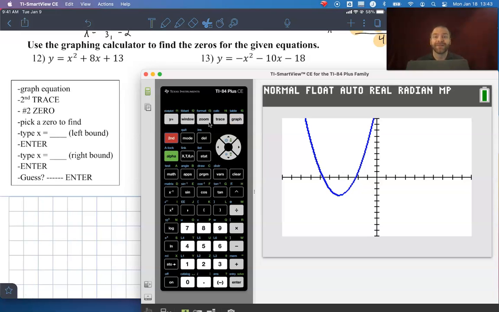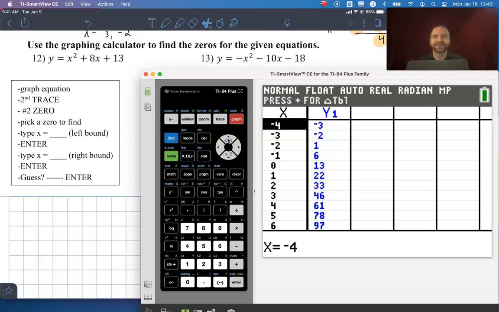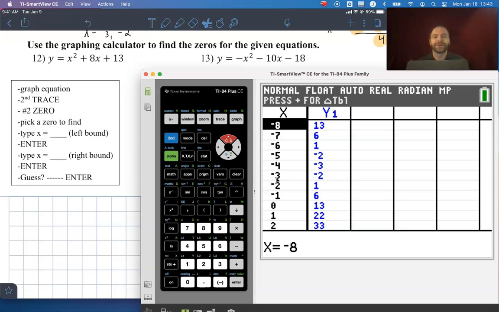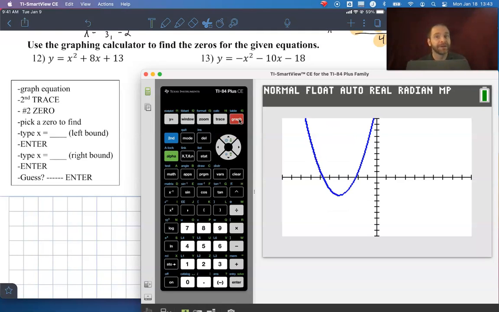And I can even look at the table, by the way. If I look at the table, I can see that from -8, I'm in the positives, positive at -6, but then it jumps down below the x-axis here. So somewhere between -5 and -6 is going to be a 0. And I'm still in the negatives, but then right here, it jumps up to the positives. So between -3 and -2, it had to have crossed the x-axis. And we can see that in the table, we can see that in the graph.